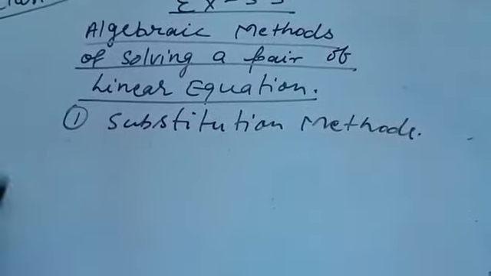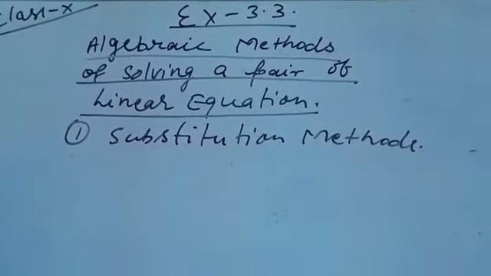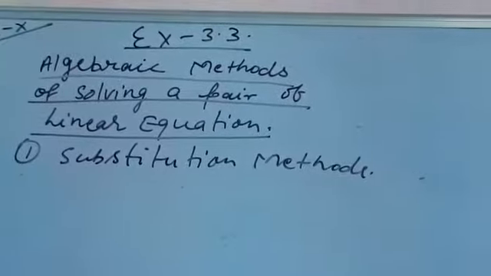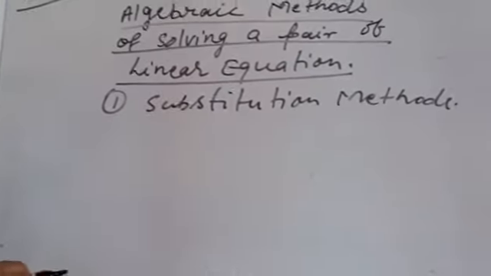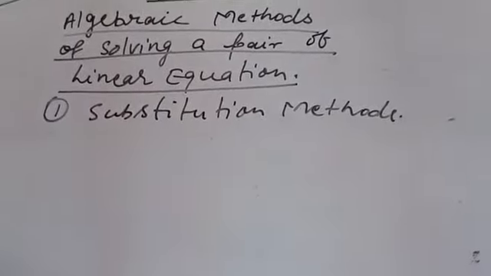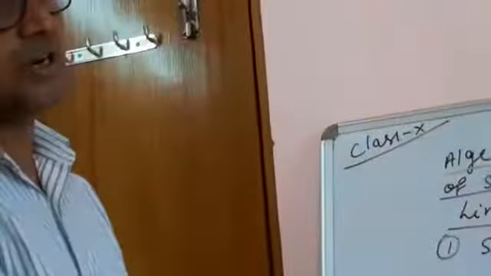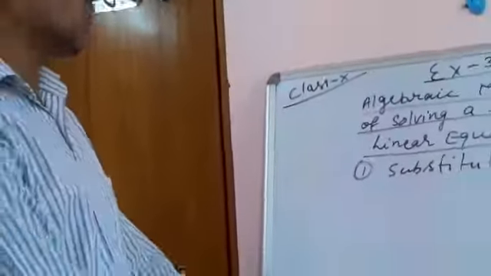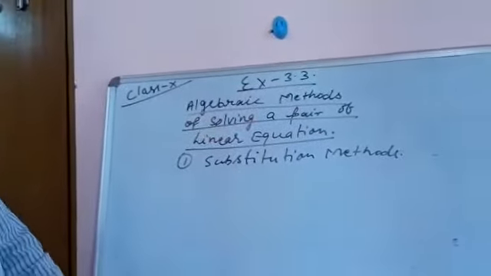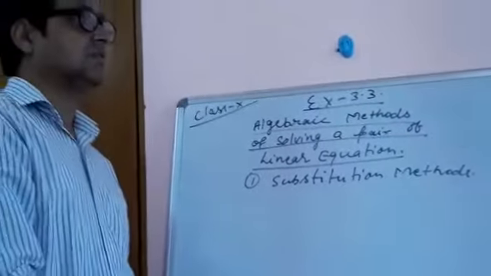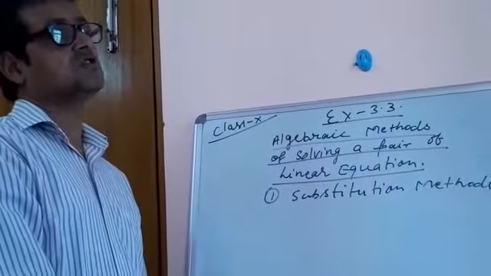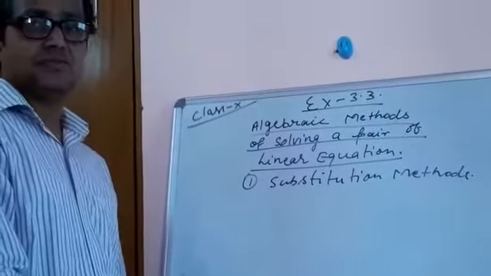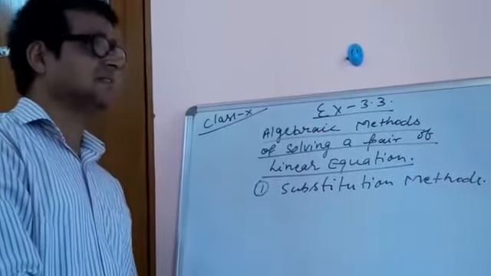The steps of the substitution method are given in the NCERT, and I recommend page number 51, where the algorithm is given, but I will explain it directly through the question, which will help you a lot. Before going ahead, you can use the substitution method for all types of pairs of linear equations in two variables: intersecting, parallel and coincident. They are the three types.